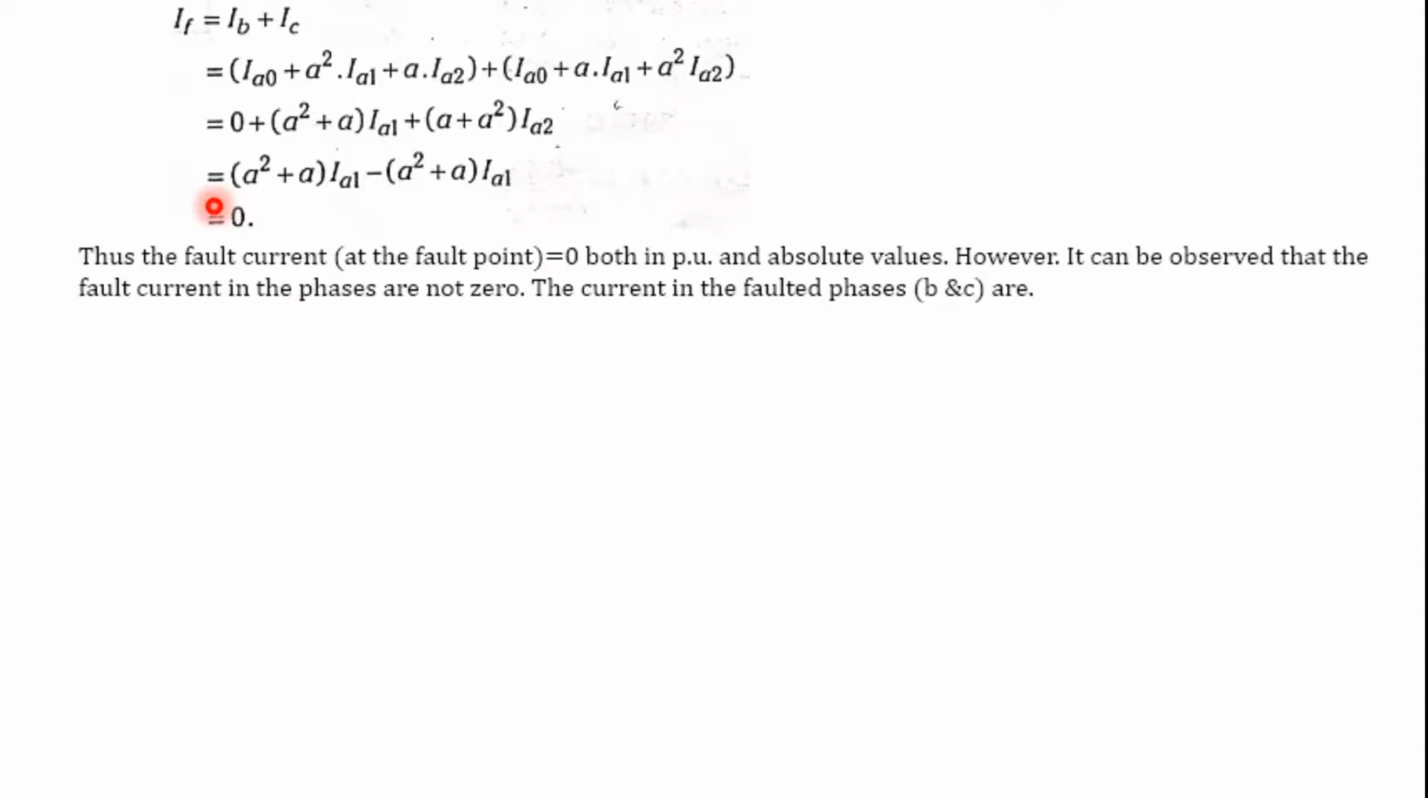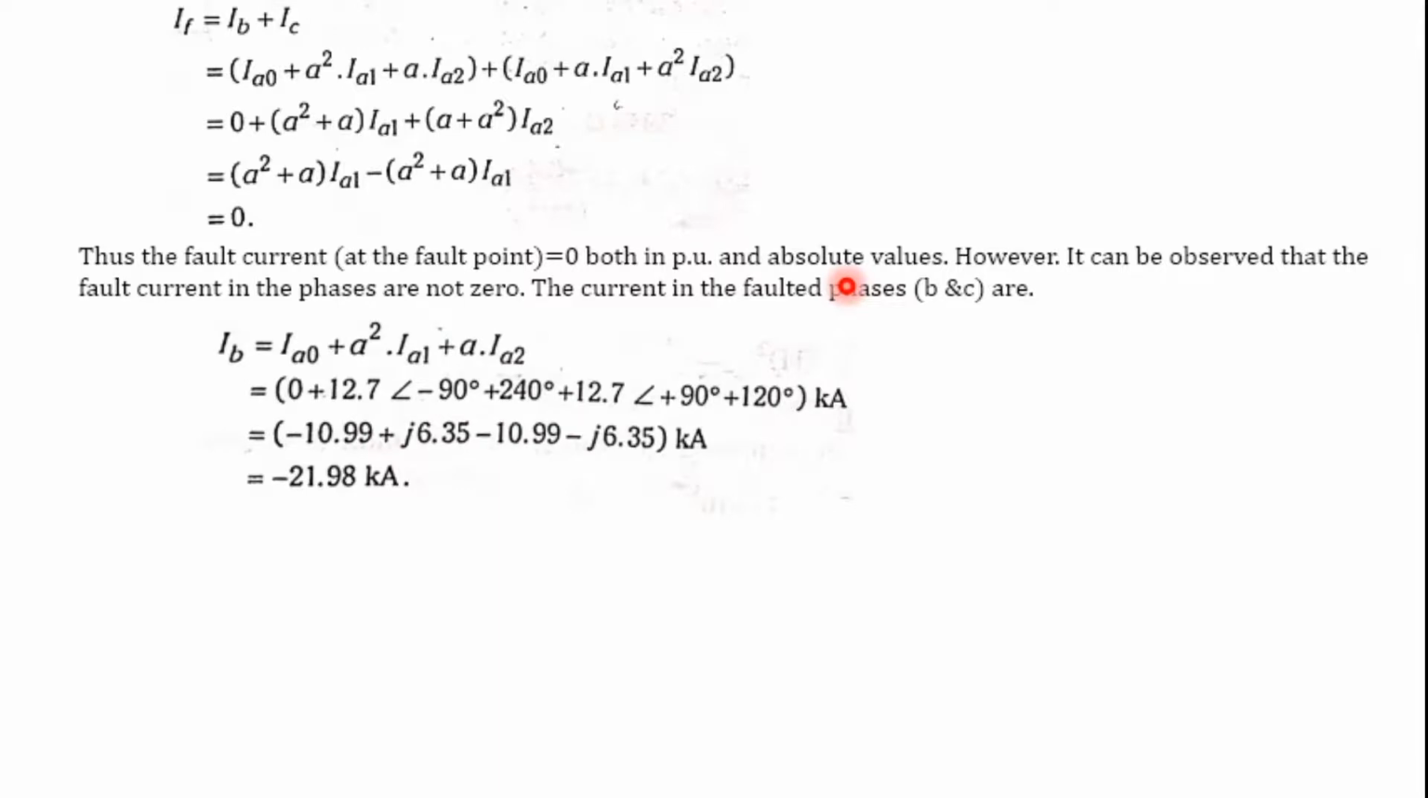So this is what we need to consider. Thus, the fault current is zero, both in per unit and absolute values. However, it can be observed that the fault currents in the phases are not zero, because there is some MVA and voltage, so there should be some amount of current flowing because of the presence of MVA and kV values.